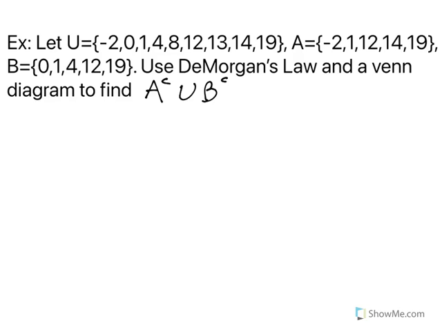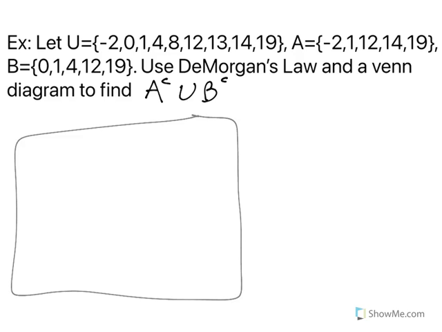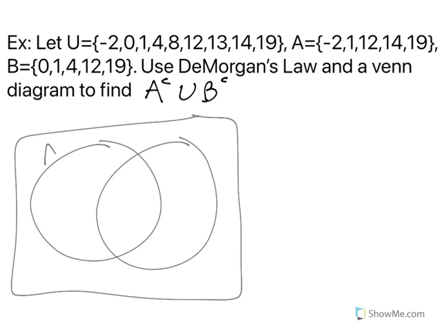Okay, first, let's draw this Venn diagram because that will be helpful. So, I draw my rectangle, here's my universal set, and I have A and B as circles that overlap. First things first, what do A and B share? I always like to start with the shared space. So I see that they both have a 1. They don't share a 4, they share a 12, and they share a 19. So that goes in the shared space of A and B.